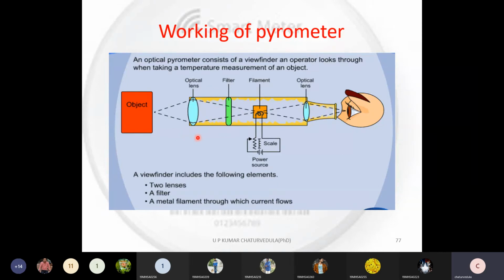So this viewfinder includes two lenses, a filter and a metal filament through which current flows. This metal filament, as I told you, is similar to that of a halogen filament bulb. The current flowing to the filament can be controlled using this rheostat. By varying this rheostat, you can control the amount of current flowing through the filament, and this rheostat is calibrated with respect to temperature. The temperature scale is shown here. So by varying the rheostat, the current passing through the filament is varied.